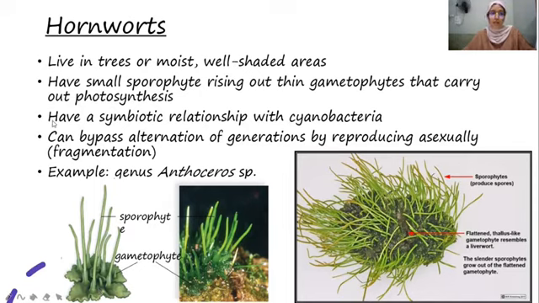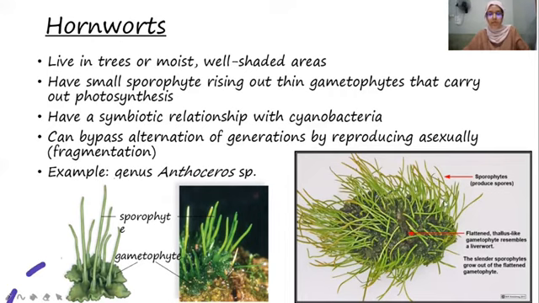Hornworts have a symbiotic relationship with cyanobacteria, which is different from other plants because it can fix nitrogen gas from the air. That's the function of cyanobacteria. It can bypass alternation of generations by reproducing asexually through fragmentation. An example of hornworts is the genus Anthoceros.